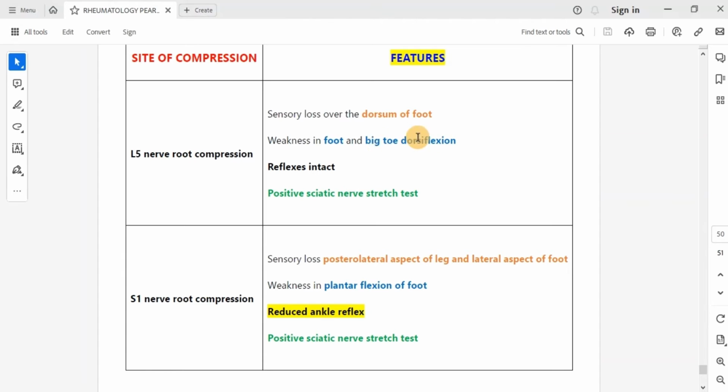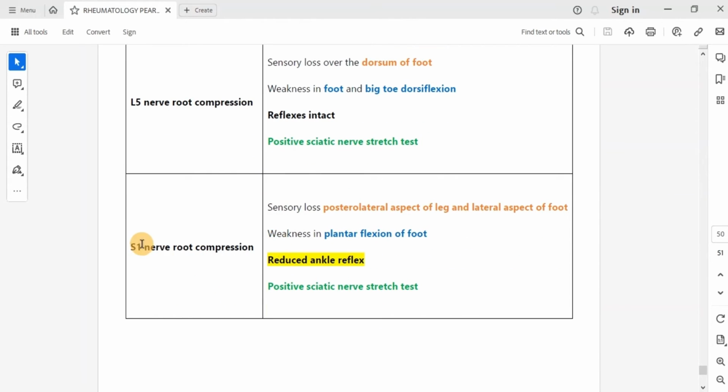So amongst the toes, the big toe is the biggest, and L5, the fifth, means the largest. This is related to the weakness of the big toe dorsiflexion. And S1 nerve root compression will lead to sensory loss over the posterior lateral aspect of the leg and lateral aspect of the foot, and weakness in the plantar flexion of the foot.